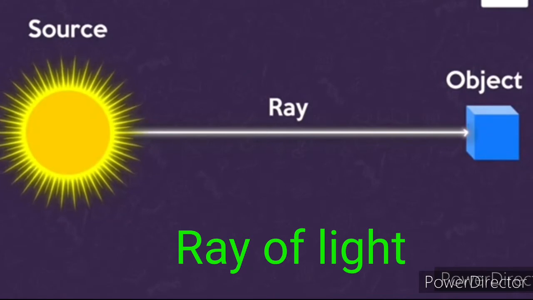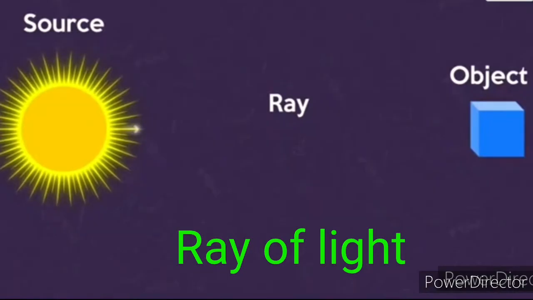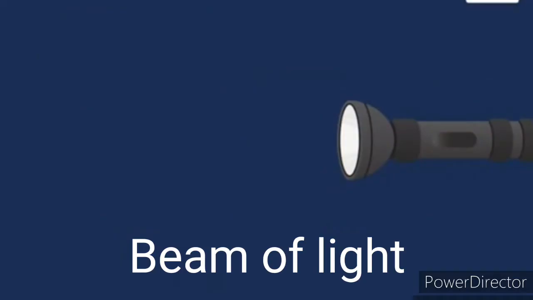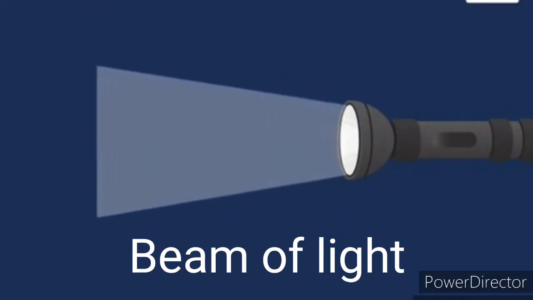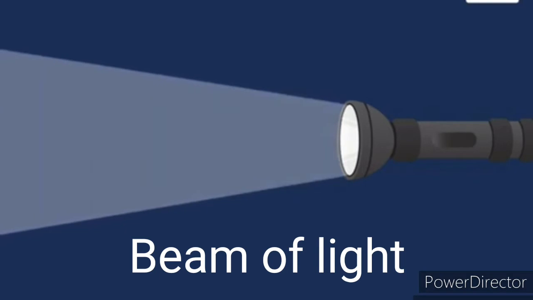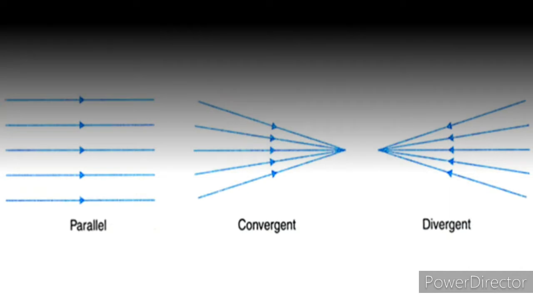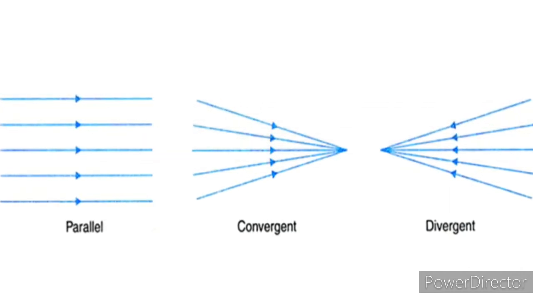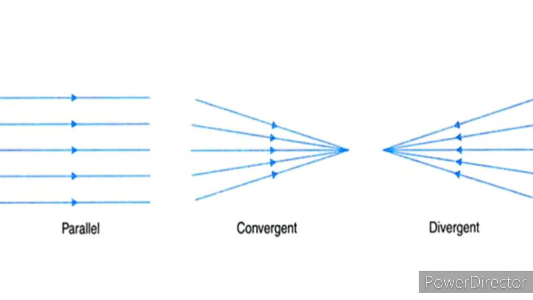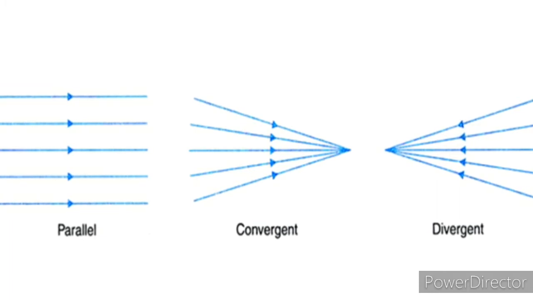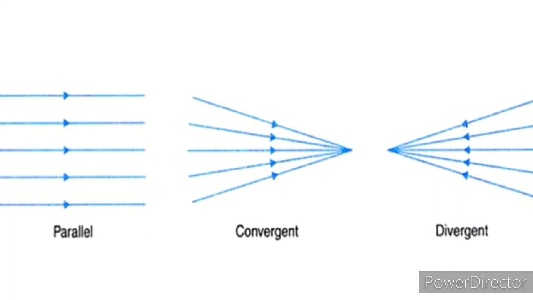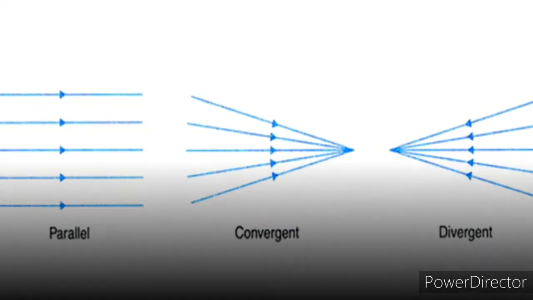A line drawn in the direction of propagation of light is called a ray of light. Next one is beam of light. A group of rays of light emitted by a source of light is called a beam of light. Children, again a light beam is of three types. They are parallel beam of light, convergent beam of light and divergent beam of light.